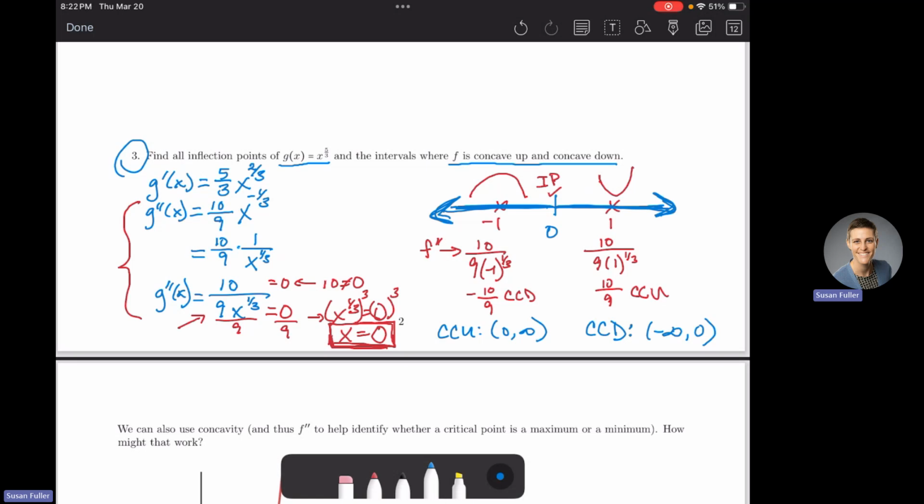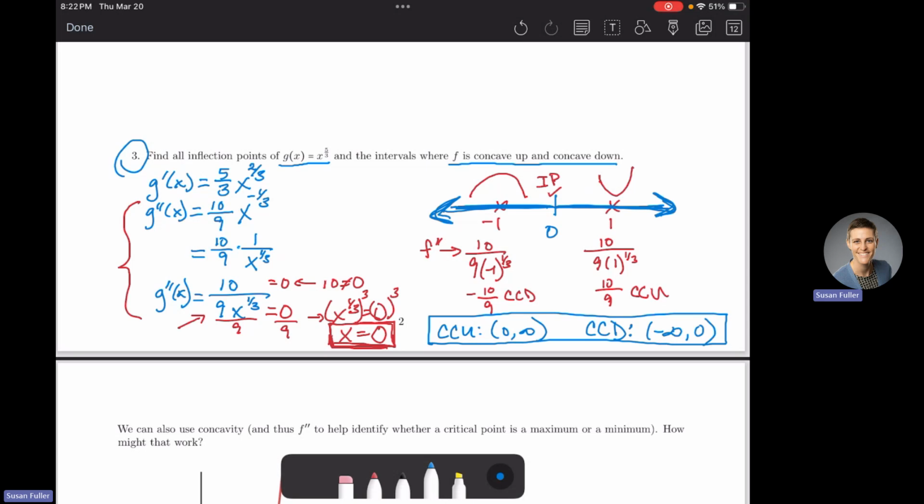And again, we don't include this 0 here, because that's where my second derivative is equal to 0 or undefined. Here it's undefined there. It's not concave up or concave down. We have an undefined second derivative. So it's not concave up or down there, so we don't include it in either one.